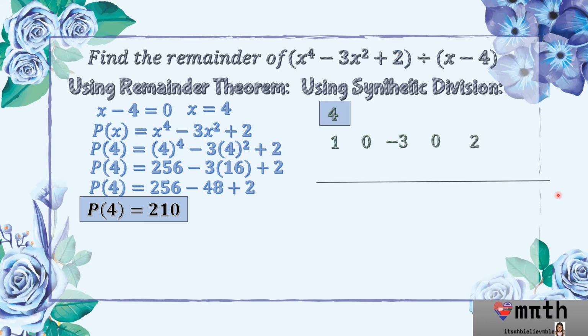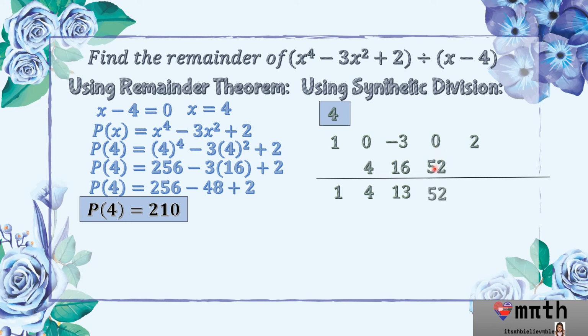Now let us bring down the first numerical coefficient, which is 1. Then 1 times 4, that is 4. 0 plus 4, that is 4. 4 times 4, that is 16. Negative 3 plus 16, that is 13. 13 times 4, that is 52. 0 plus 52, 52. 52 times 4, that is 208. And 2 plus 208 will be equal to 210.